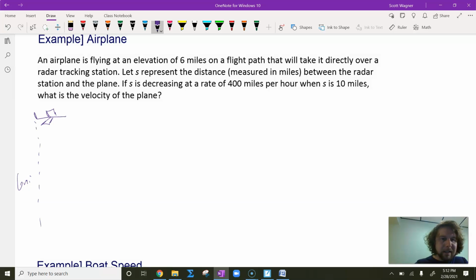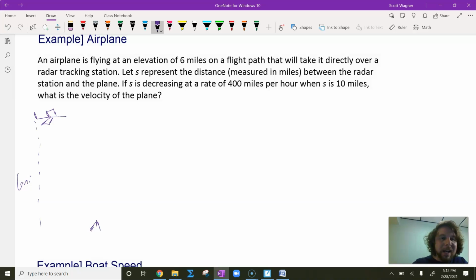So we're 6 miles off the ground right there, and we know somewhere overhead is the fact that it's going to be passing over this radar station, whatever that looks like. I don't know, some type of radar station, and it says it's going to fly directly overhead. So it's on a path that it's going to fly directly overhead. S is going to represent the distance measured in miles between the radar station and the plane. And S is decreasing at a rate of 400 miles per hour when S is 10.